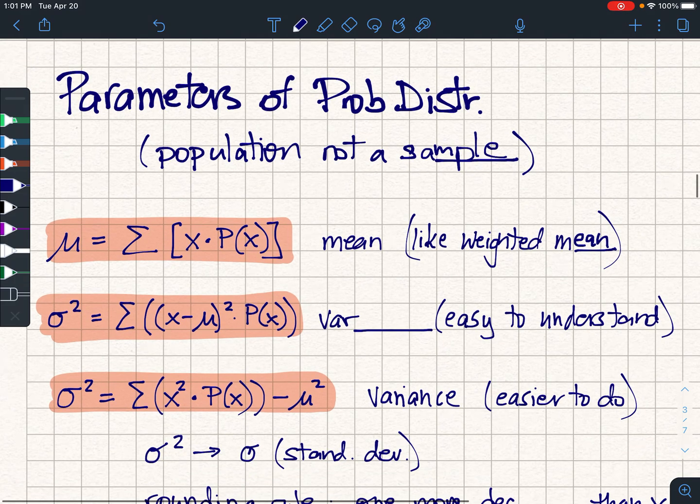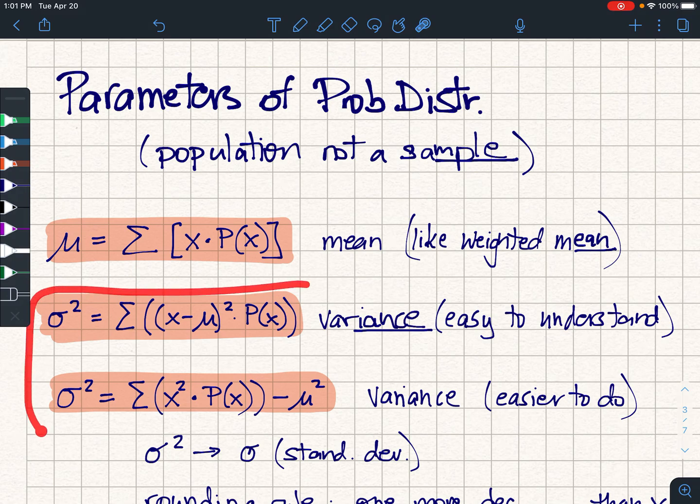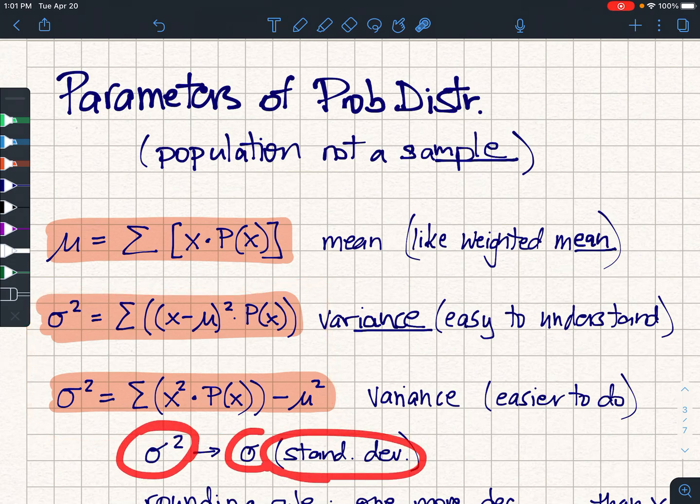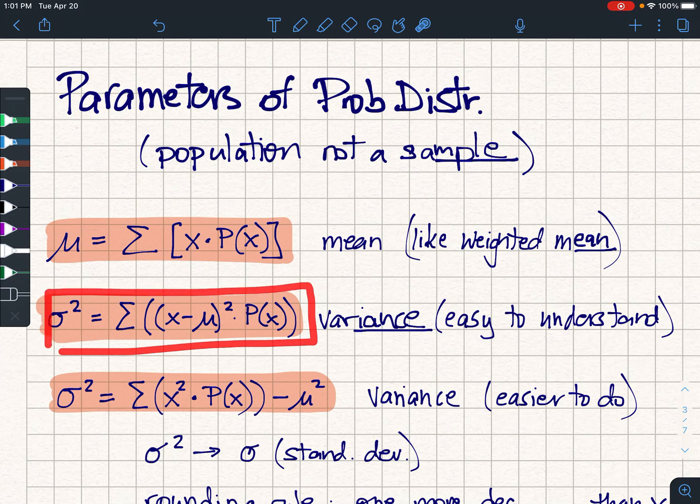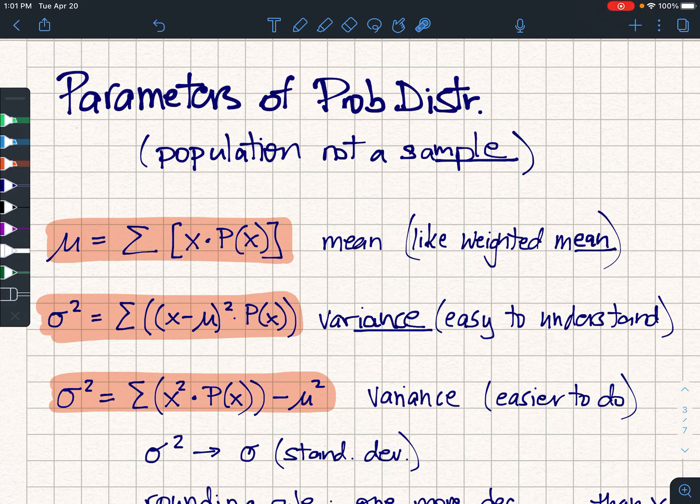Then to get the variance, we have 2 formulas. And from these formulas, we can calculate the standard deviation because it's pretty simple to go from the variance to the standard deviation. We just take a square root. This one is easier to understand what's going on. I take the mean subtracted from each data item, and I square that and multiply it times its corresponding probability. But if I had to calculate it, this is the route that I would go to.